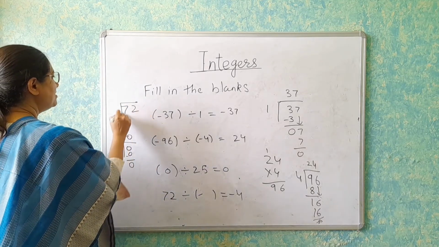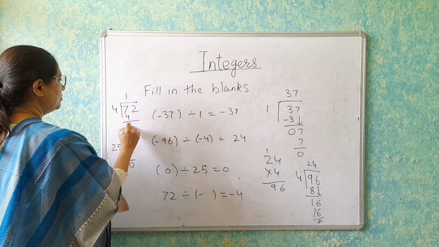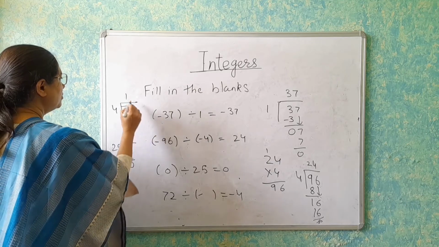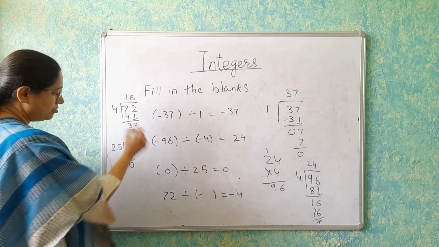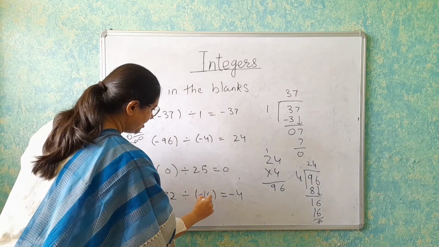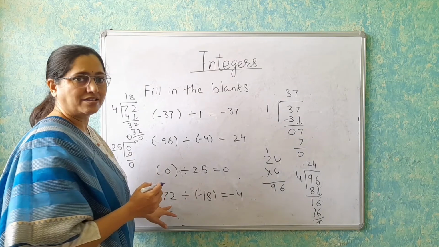If I am dividing 72 by 4, 4 ones are 4. Then 3, 2, 4 8s are 32. So our divisor is 18. And if you know the table of 18, 18 4s are 72.